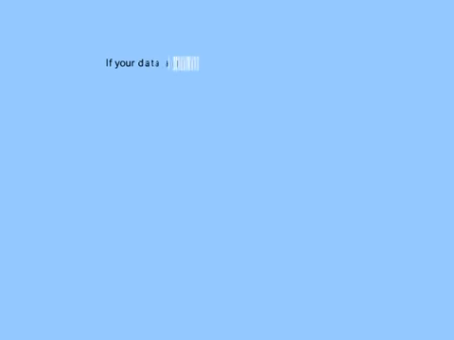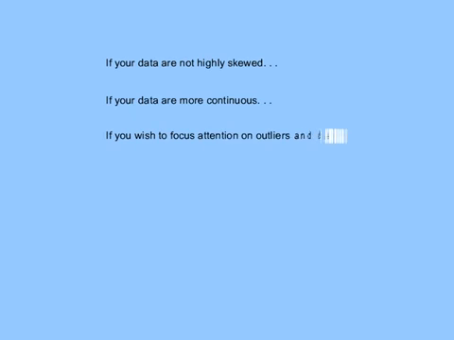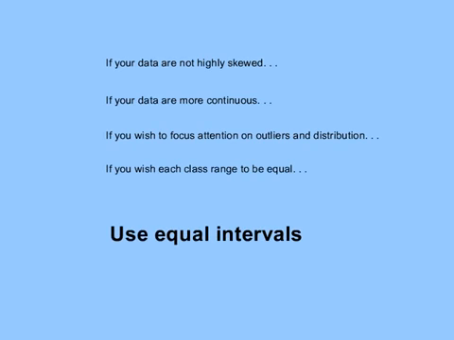Now let's take a look at the equal interval method of classification. If your data are not highly skewed and are more continuous, if you wish to focus attention on the outliers, and if you wish each class range to be equal, then use the equal interval method of classification.